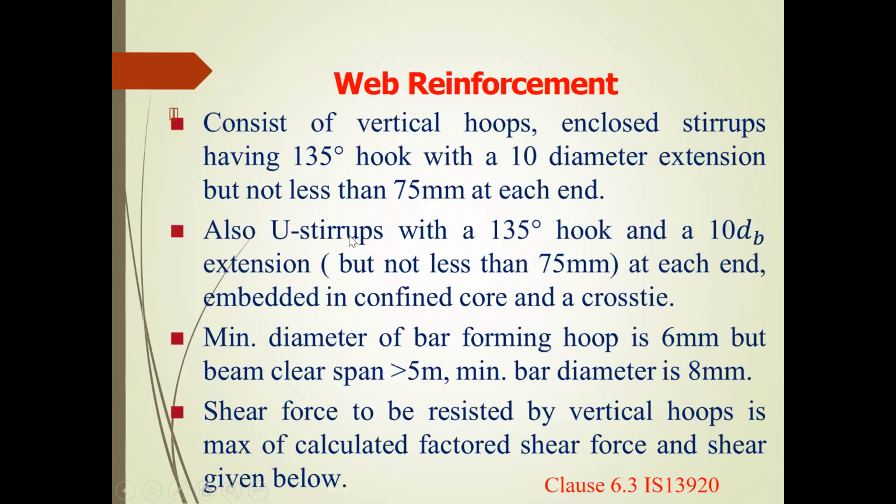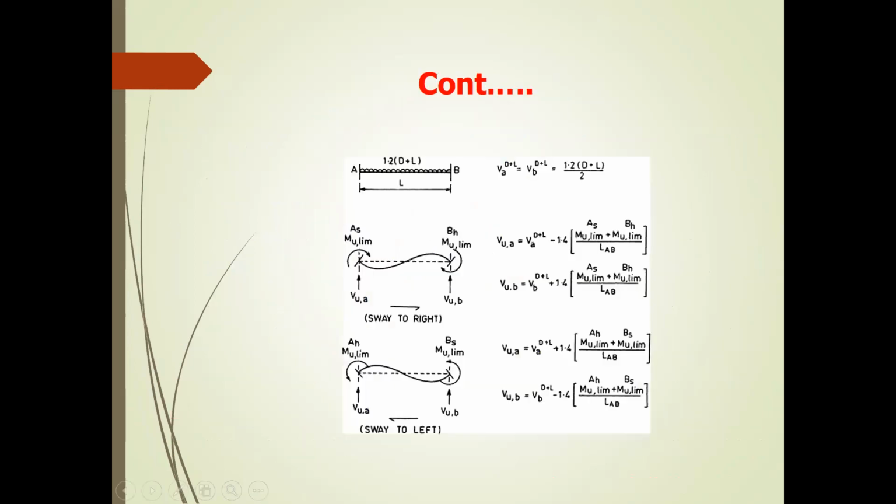Web reinforcement consists of vertical hoops, stirrups having a 135-degree hook with 10 diameter extension, but not less than 75 mm at each end. Also use stirrups with a 135-degree hook and 10 dB, that is bar dia, extension, but not less than 75 mm at each end. Minimum dia of the bar forming a hoop is 6 mm, but if the beam clear span is greater than 5 m, shear force is to be resisted by vertical hoops. Its maximum is the calculated factored shear force and the reinforcement given.